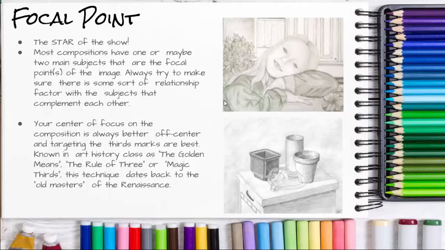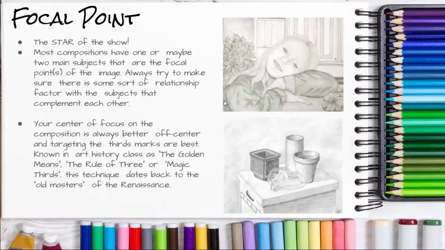So in order to make the star of your show really shine, there are certain placements, certain things that we want to do to really show it off. So the viewer needs something to look at first. You might not realize this, but your center of focus or your focal point is always better a little bit off center. And there's a rule called the rule of thirds, magic thirds, that really helps you put your focal point in the right place.